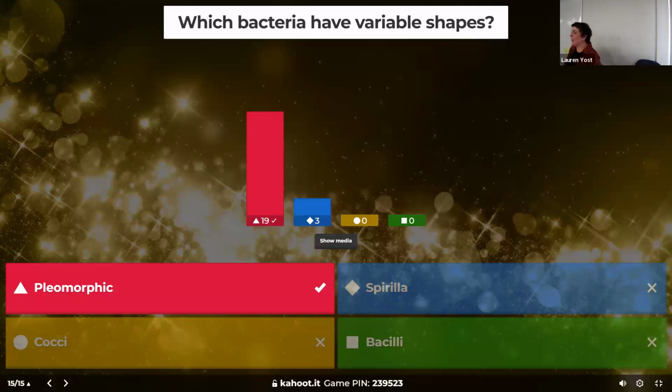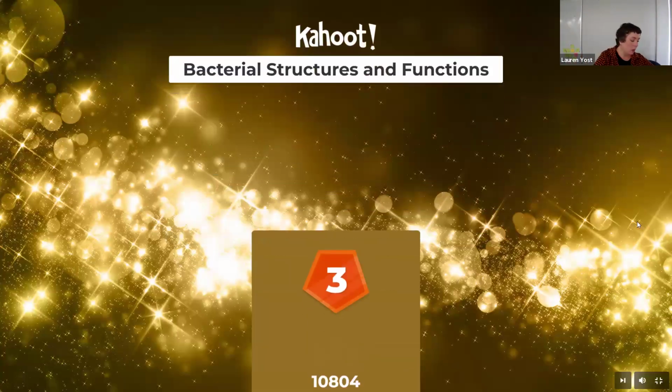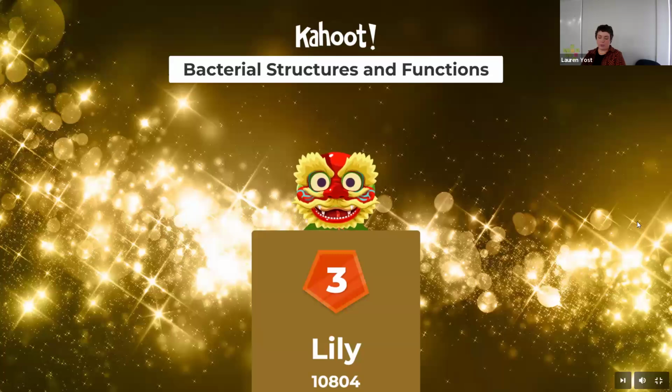All right, so this is our pleomorphic. This is what this means. Pleo means many, morph means shape. So good job, guys. Here's our podium for this one. Then we have another Kahoot after this one. We're going to do it a little differently.